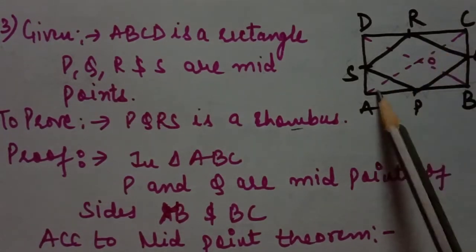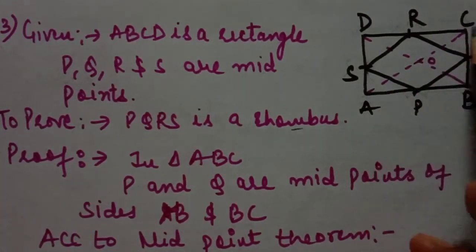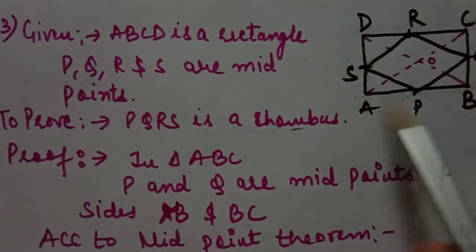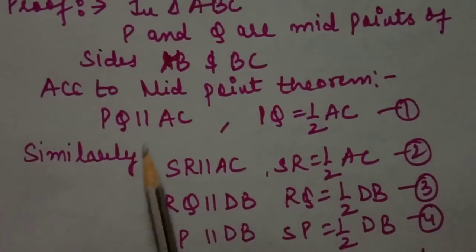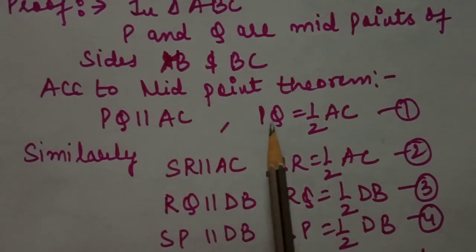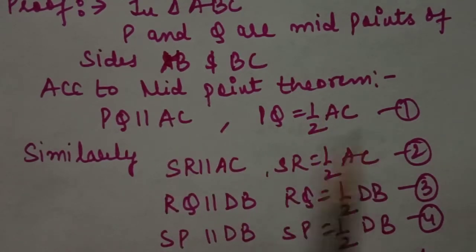So we will start with triangle ABC. In triangle ABC, P and Q are the midpoints of the sides AB and BC. According to the midpoint theorem, PQ is parallel to AC and PQ is equal to half of AC.